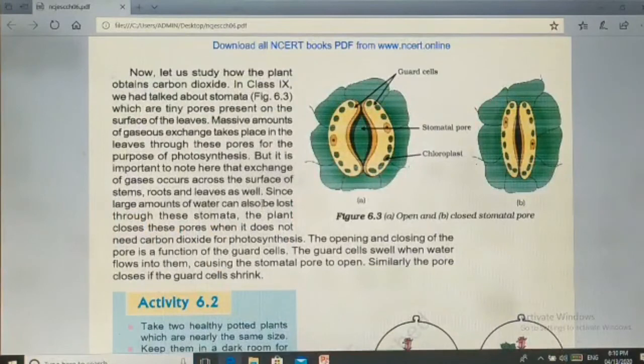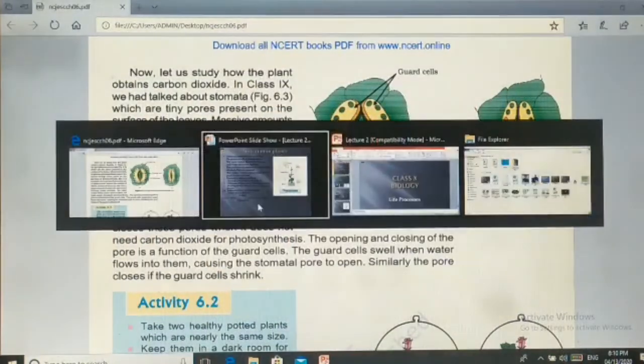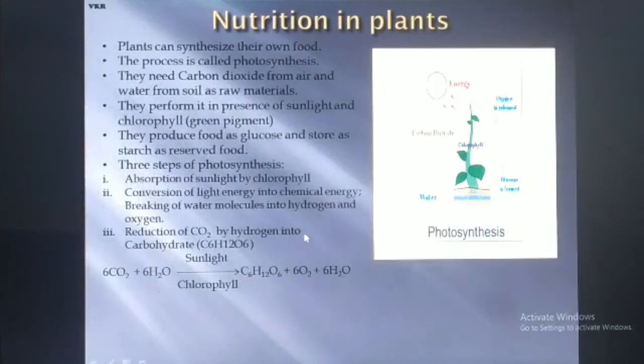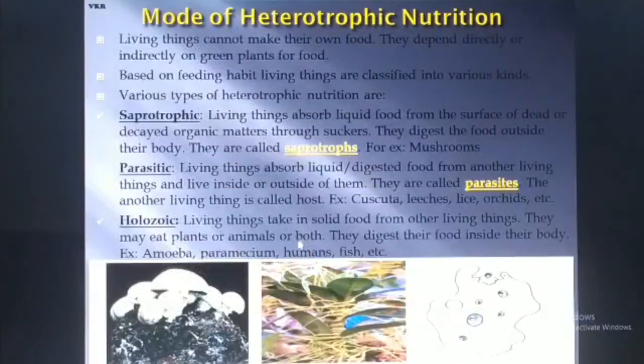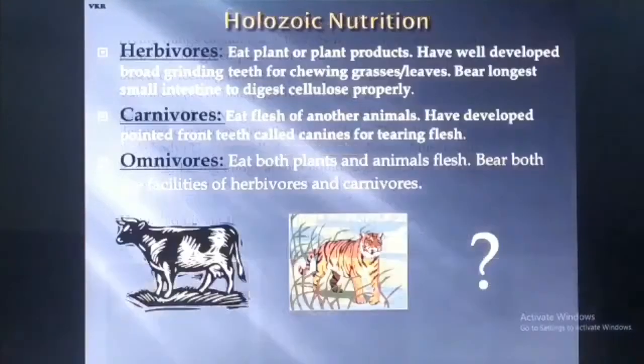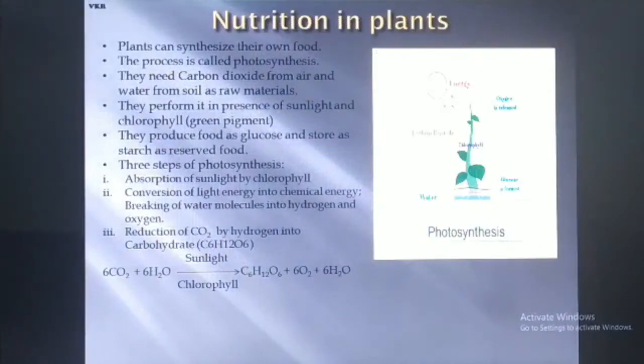So today we come back to the recapitulation of today's class. We studied in this class the nutrition, mode of nutrition, where recapitulation was done for the heterotrophic mode of nutrition. Then we saw nutrition in plants. Here we saw that plants can synthesize their own food. They do it in the presence of sunlight and chlorophyll with the help of carbon dioxide and water as raw materials. Since there is a combination of carbon dioxide and water in the presence of sunlight and chlorophyll, this is called photosynthesis, and here they produce food as glucose and store it as starch, right?